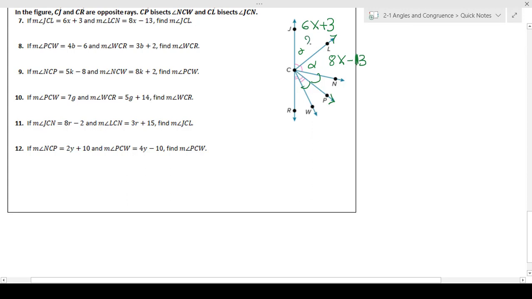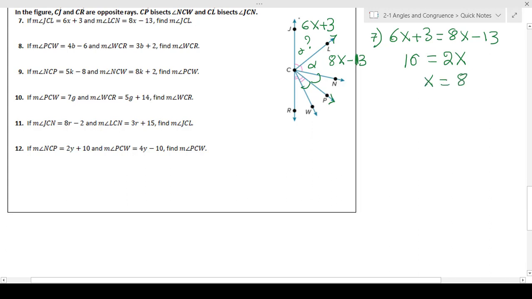This angle, JCL. Now, since they are both the same, I'm going to write 6x plus 3 equals 8x minus 13. And I'm going to simply solve the equation to find the x first. Then I'm going to move the small one to the big one. So this will be 8x minus 6x, which will be 2x, equals 3 plus 13, which is 16. Then my x is equal to 8.